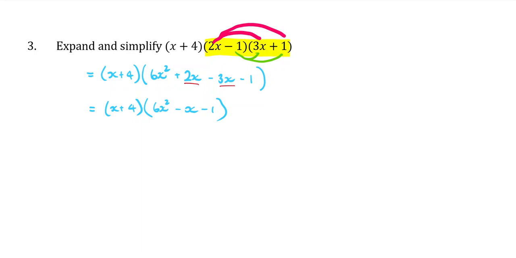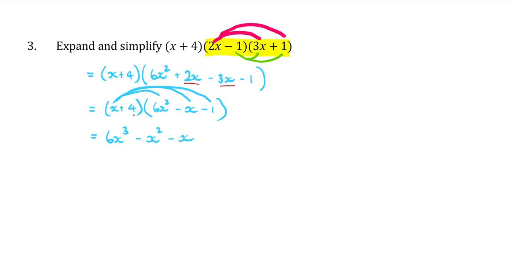Okay, now I am ready to expand everything in that first bracket into that second bracket. So we're going to start with the x out the front, and we're going to times that by each thing. Times that, times that, times that. So x times 6x squared is going to be 6x cubed. X times minus x is minus x squared, and x times negative 1 is negative x.